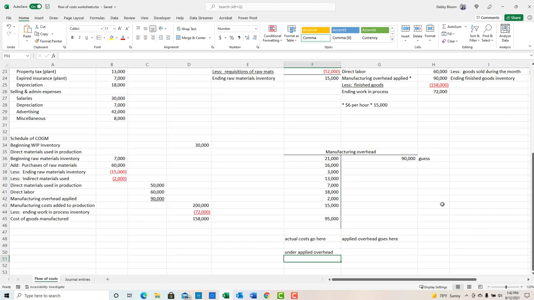The manufacturing overhead account is going to have a $5,000 ending balance because we're going to increase it by 95 and decrease it by 90. So we're actually going to close that balance straight into cost of goods sold. So let's go on to our journal entries and let's finish up this chapter. So let's move on to our journal entries.